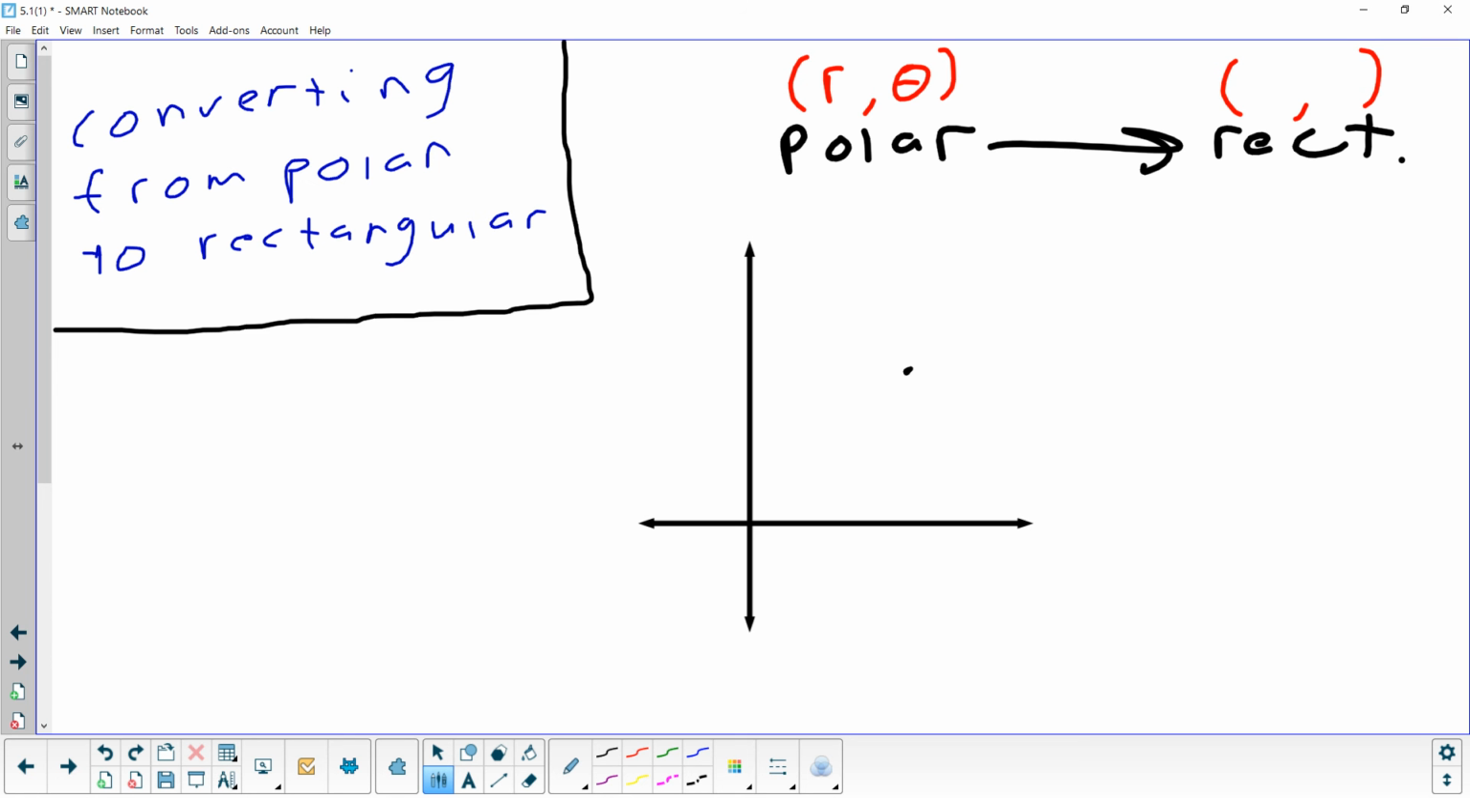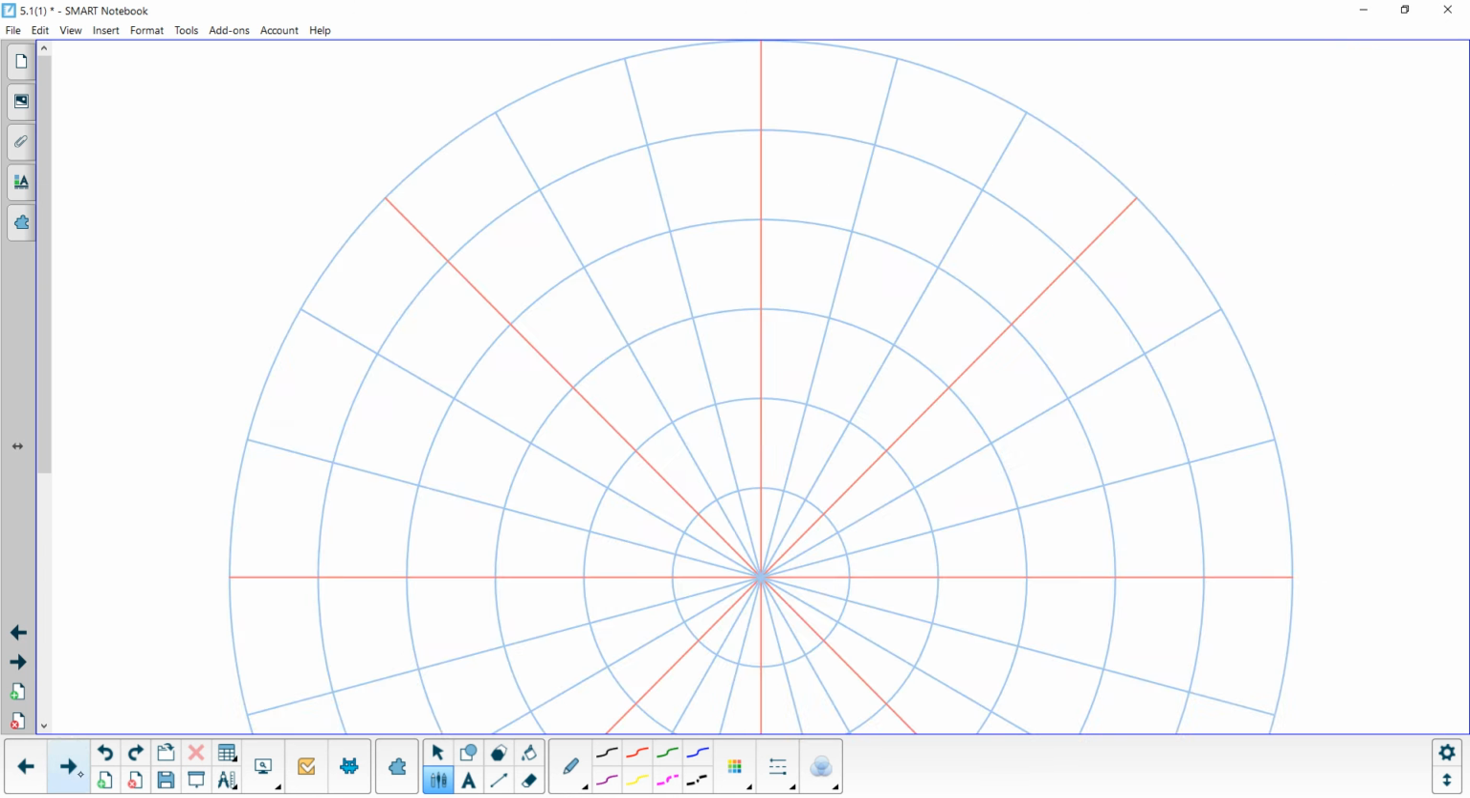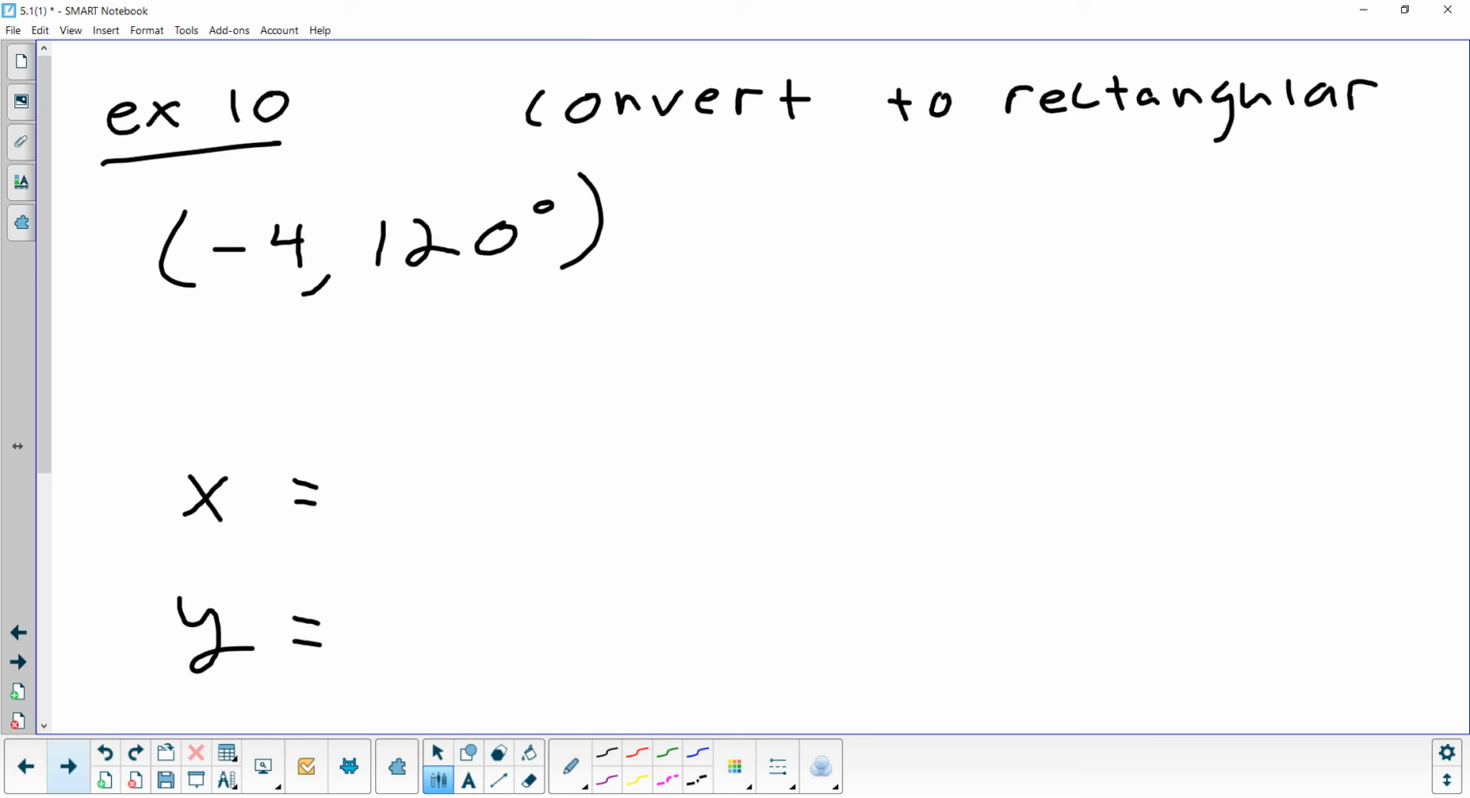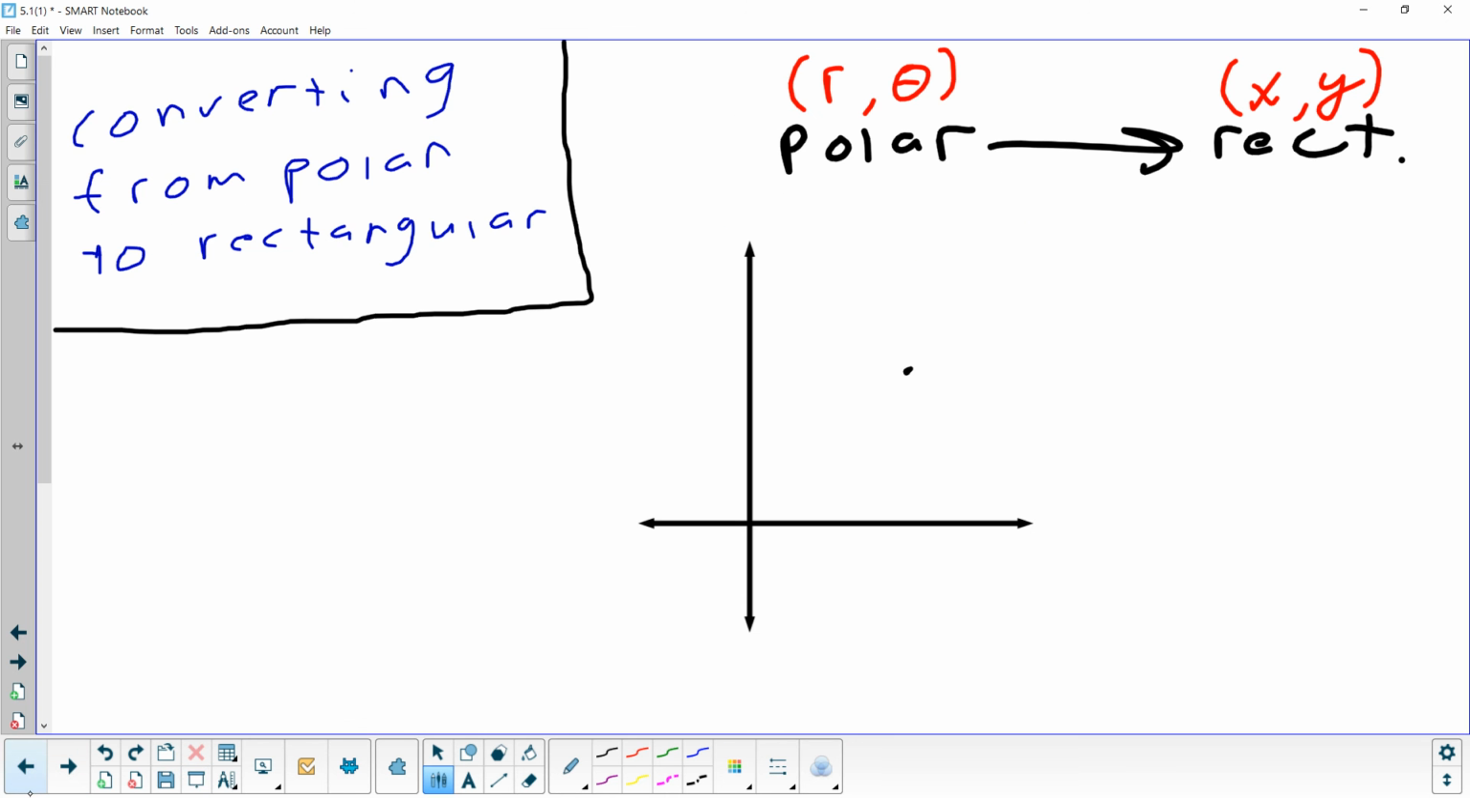Rectangular is the old way of graphing. That's how we graph things like back in Algebra 1, geometry. What are the two values that you have in that system? It's not an R and a theta. It's an X and a Y. So the goal is going to be to turn, and this is a problem we'll do in a minute, an R and a theta into an x and a y. That's what we have to do.